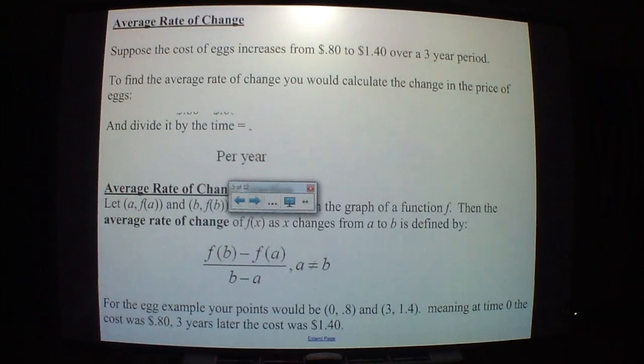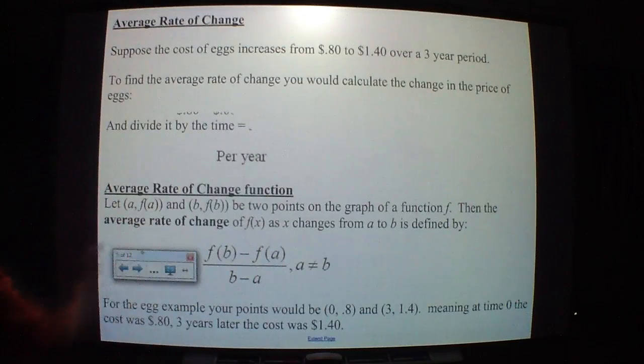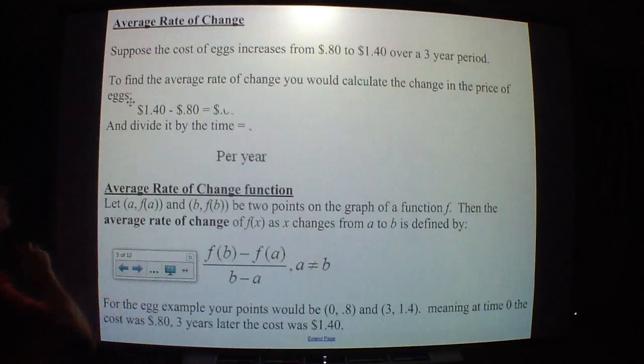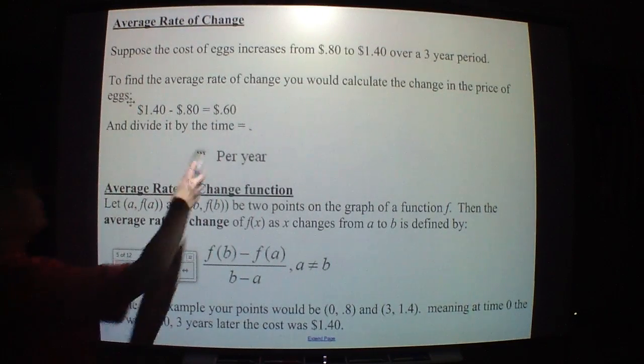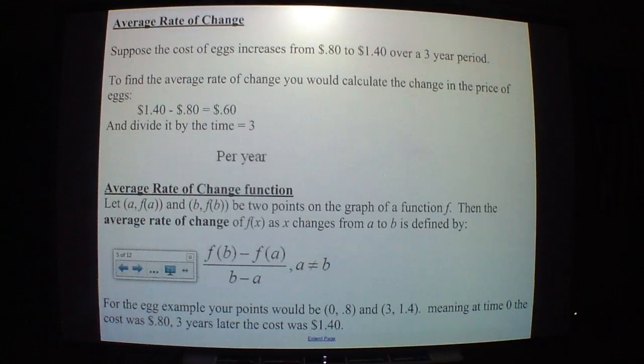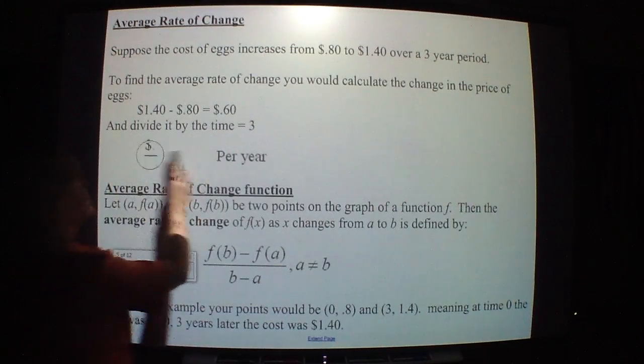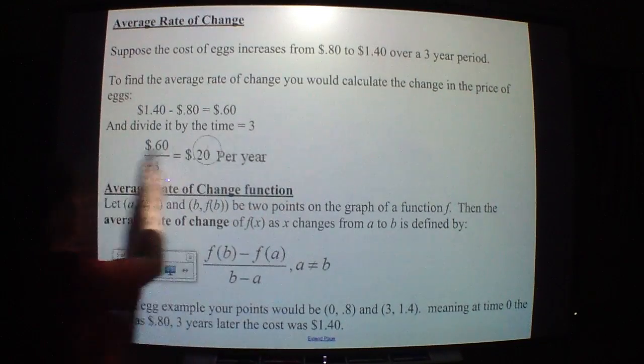Average rate of change. Let me give you an example that we can all relate to, prices of things. Let's say the cost of eggs increases from 80 cents to $1.40 over a 3-year period. Everybody should be able to find the rate of change in the price. The eggs went from 80 cents to $1.40, so it went up by 60 cents over that 3-year period. So it's 60 cents per 3 years, so that would be 20 cents per year. And we could all do that.